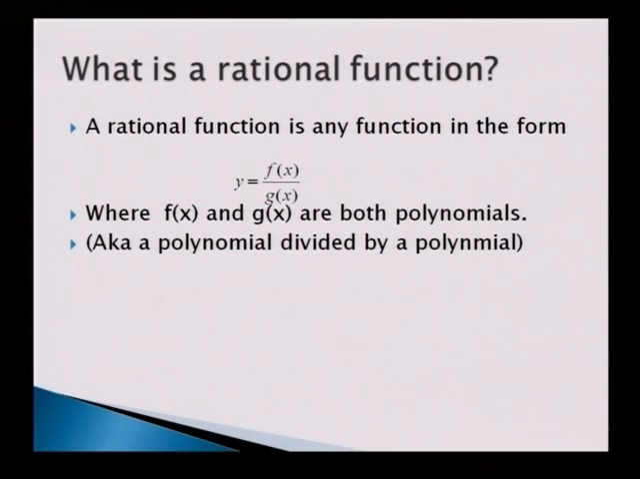So, first off, what is a rational function? A rational function is any function in the form y equals f of x over g of x, where f of x and g of x are both polynomials. How I explain it to my students, it's a polynomial divided by a polynomial. In other words, if you just looked at the top, it would be a polynomial. If you just looked at the bottom, independent of the top, it would be a polynomial. Now, this is going to have some well-behaved parts for us, some things that are going to help us get through and find what we need in this section.